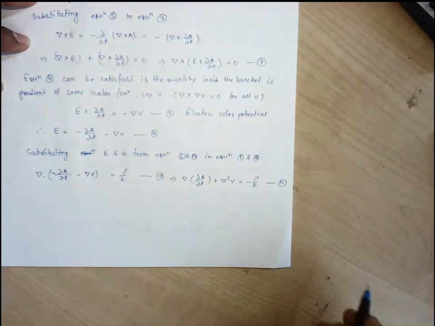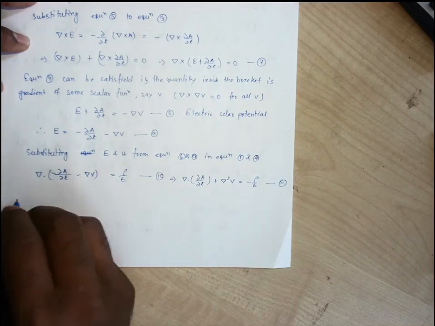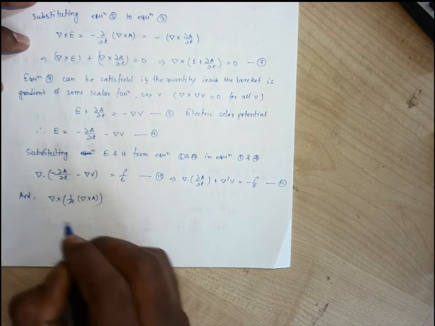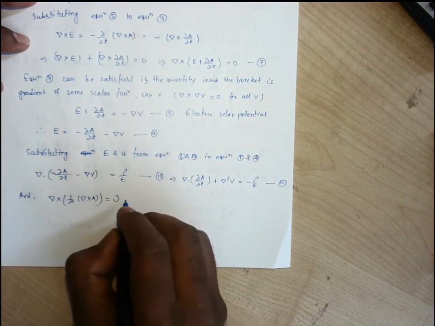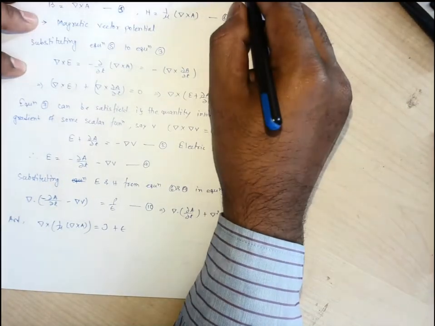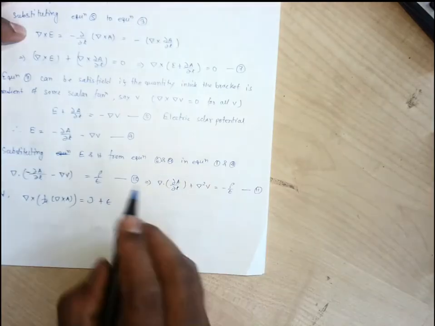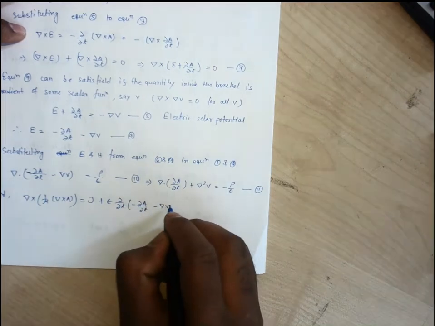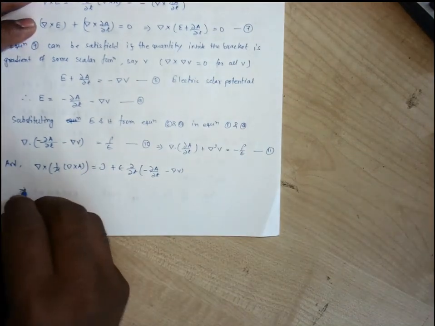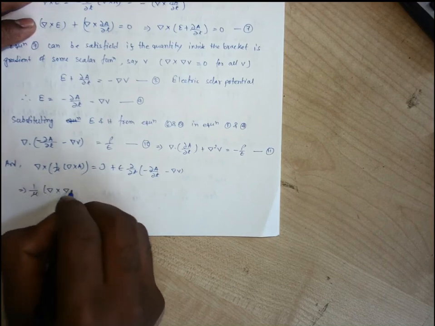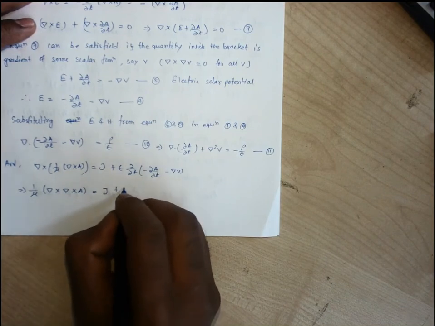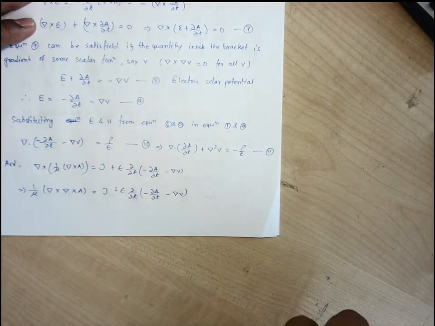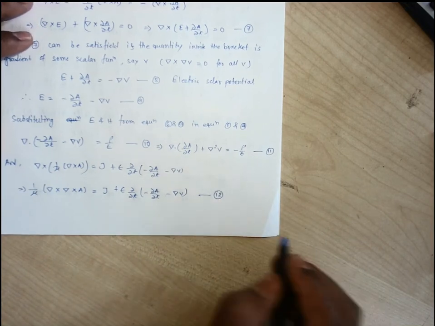And from equation 4, del cross H, and del cross H is 1 by mu del cross A, is equal to J plus epsilon del E by del T. So again we put this E here, del by del T of minus del A by del T minus del V. So 1 by mu del cross A is equal to J plus epsilon del by del T of minus del A by del T minus del V. Equation number 12.